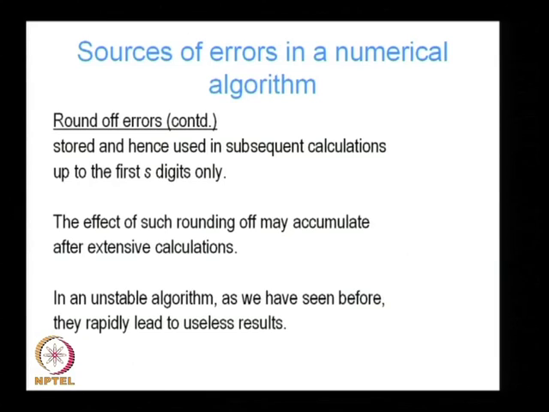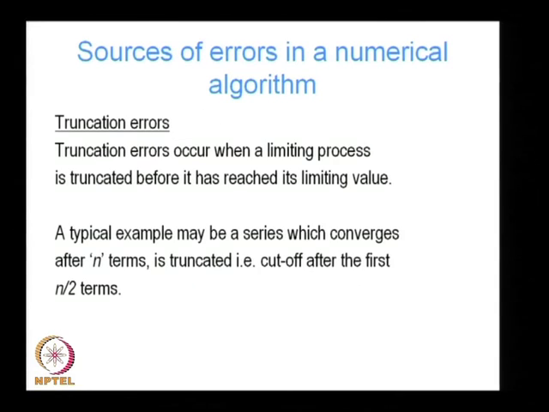In an unstable algorithm, as we have seen before in our first lecture, this accumulation of round off errors leads to useless and or grossly inaccurate results. So, the first type of errors we talked about was round off errors.